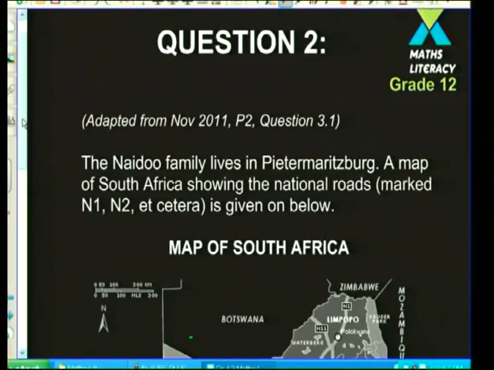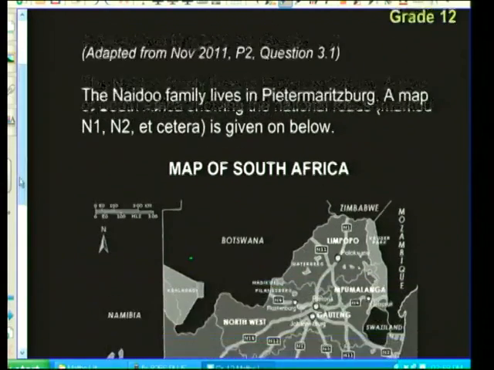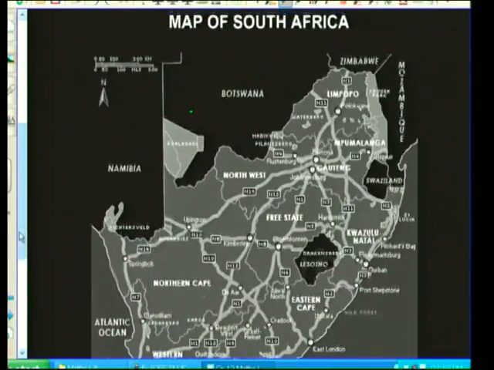The Naidu family lives in Pietermaritzburg. A map of South Africa showing the national roads marked N1, N2, etc. is given on the map below. So let's have a look. So there's the map of South Africa.